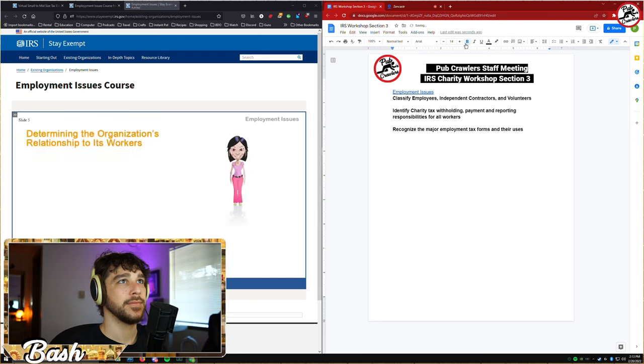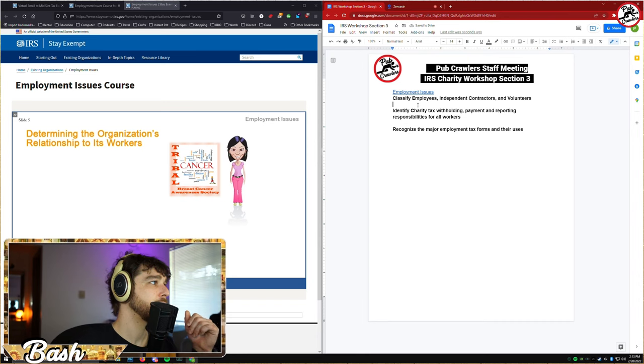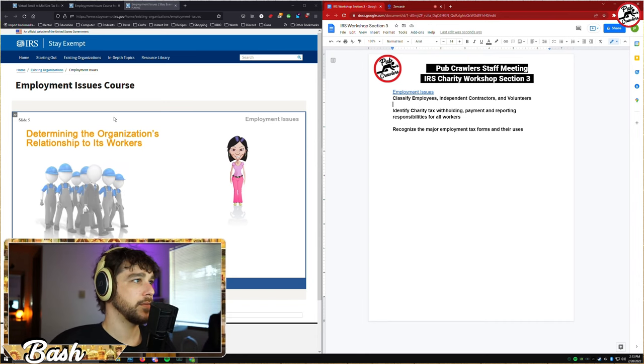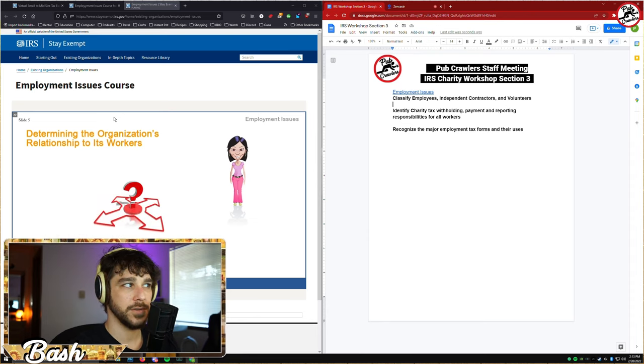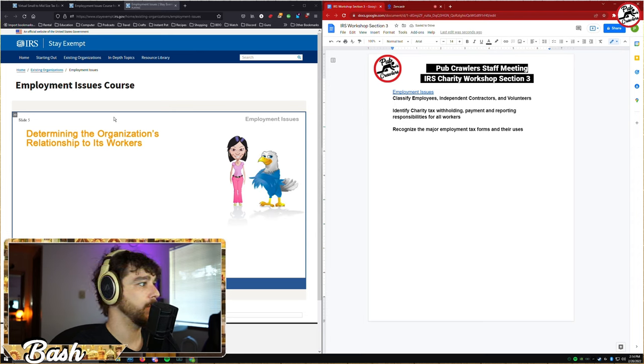Hi, I'm Bobby, and I run a cancer awareness organization. I recently learned that the IRS treats various workers differently for tax purposes. How can I determine what the organization's relationship is to its workers? Classifying a worker for federal tax purposes. Well, Bobby, each type of worker requires special treatment under the Internal Revenue Code.